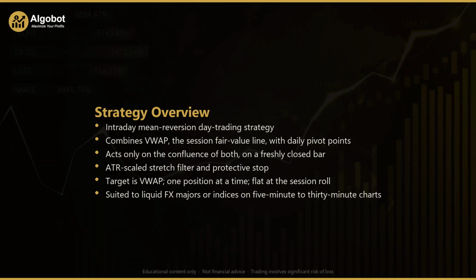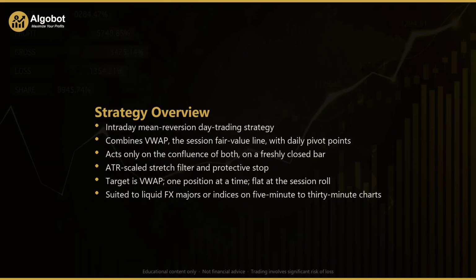The strategy rests on two ideas that institutional trading desks watch every single day. The first is VWAP, the volume-weighted average price. VWAP represents the session's average fill price, weighted by volume, so it behaves like a fair value line that price is repeatedly pulled back toward. When price drifts far away from VWAP, the strategy treats that as an overextension. The second idea is pivot points, the support and resistance levels calculated from the previous completed day's high, low, and close. These give objective, predefined zones where price has a tendency to react.